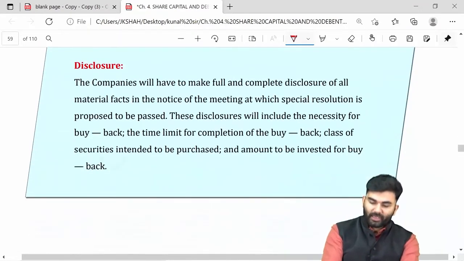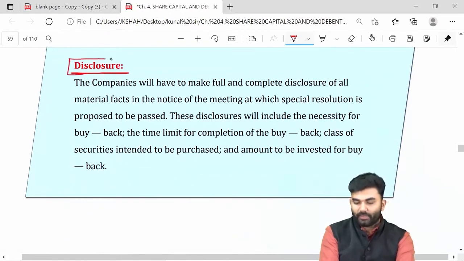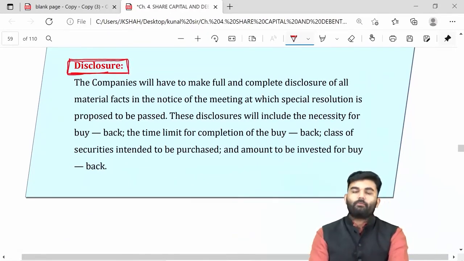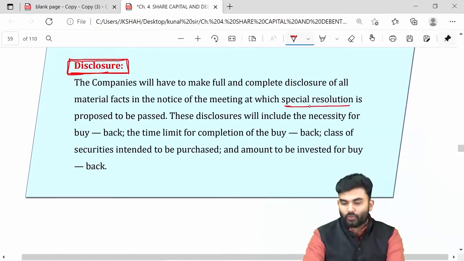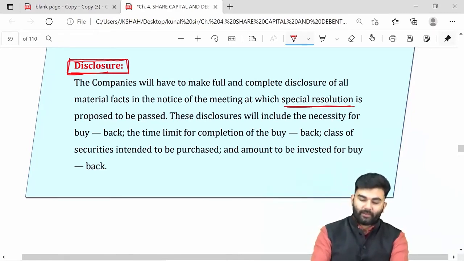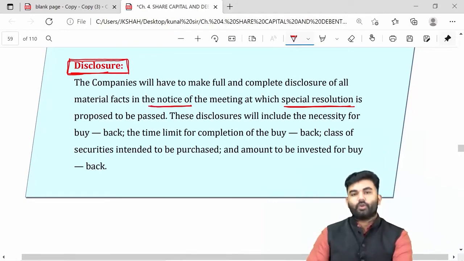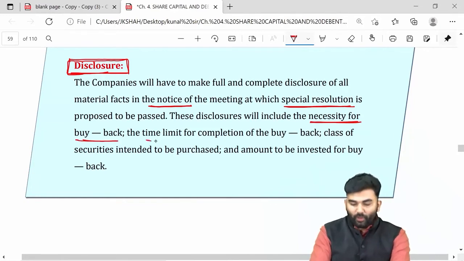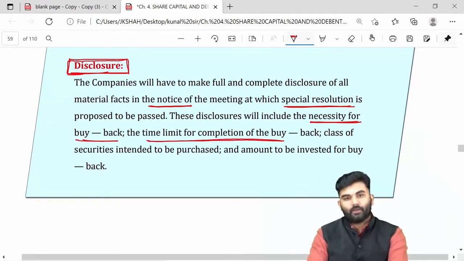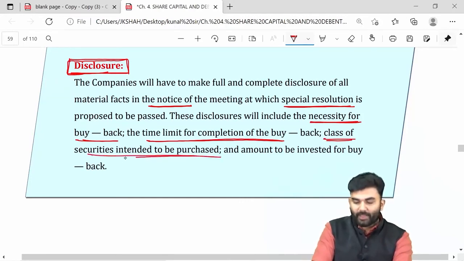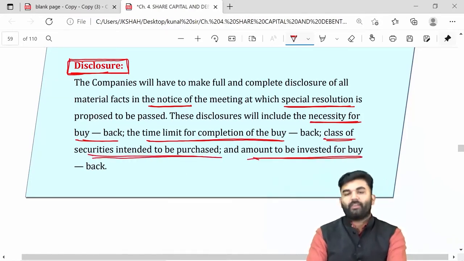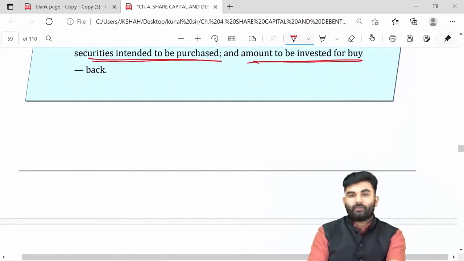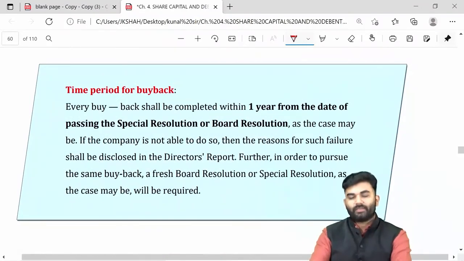Over here, the company needs to give a disclosure. See, if the company is going to buy back more than 10% but less than 25%, then the company needs to pass a special resolution, for which the company requires to call a general meeting. For calling a general meeting, the company requires to give notice of that meeting to its shareholders. The notice should include the necessity why the company is going for buyback, within what time limit the procedure of buyback will be completed, which class of securities the company is buying back, and what is the amount the company is going to invest for this buyback. All such information will be disclosed by the company in that notice itself.